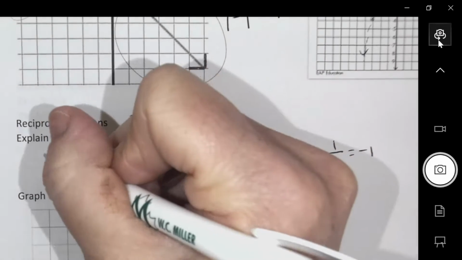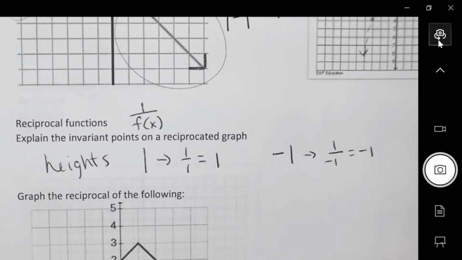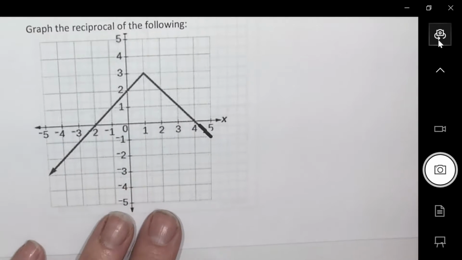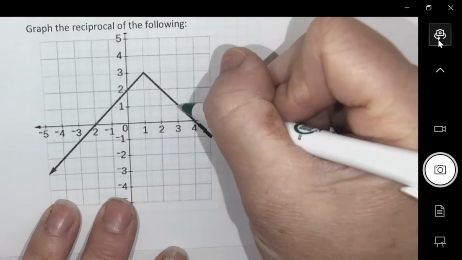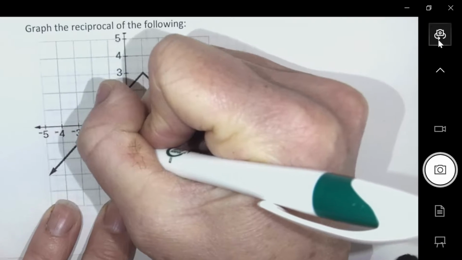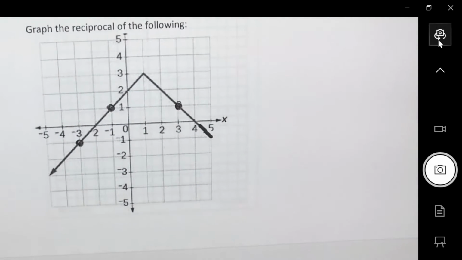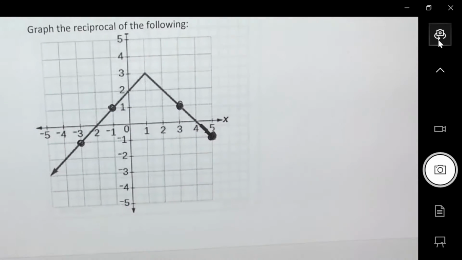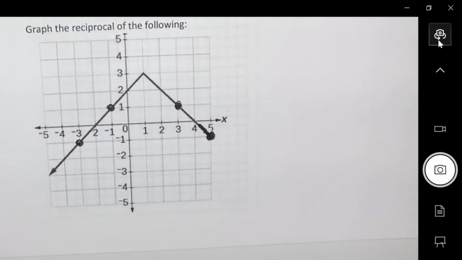Okay, and these are when I'm looking at heights. We're always looking at heights, analyzing the heights. Okay, so where do you see points that do not move? Heights of 1, heights of -1. Oh, and another one. Those 4 points do not move when I reciprocate it.